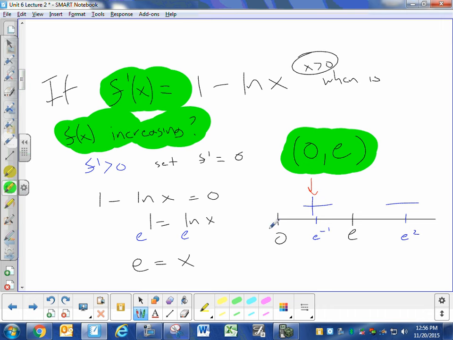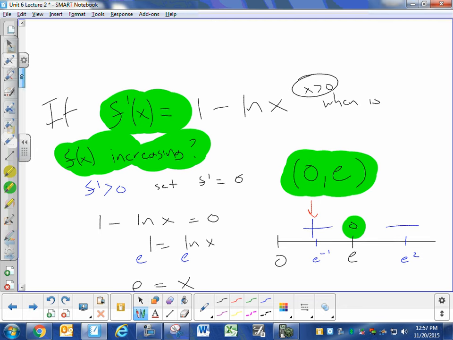I used the test point e to the negative first. I plugged it in here. 1 minus log of e to the negative first is 1 minus negative 1. That's positive. So the signs of my derivative between 0 and e, since the sign of the derivative at e is 0, all of the signs here are going to be positive. That's where I must be increasing. Does that help? Okay.